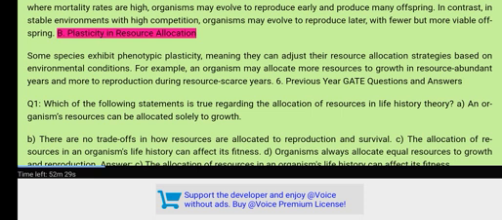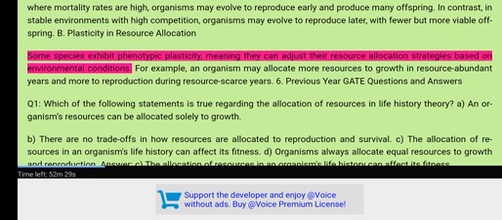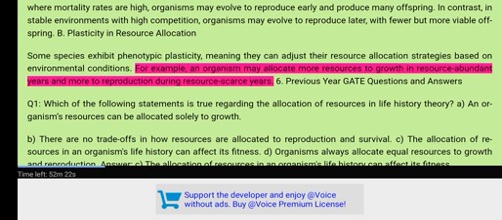B. Plasticity and resource allocation. Some species exhibit phenotypic plasticity, meaning they can adjust their resource allocation strategies based on environmental conditions. For example, an organism may allocate more resources to growth in resource-abundant years and more to reproduction during resource-scarce years.